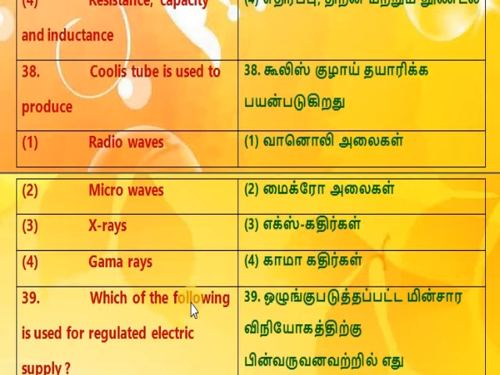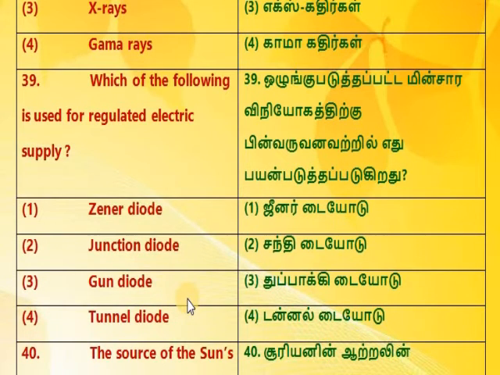38. Coolidge tube is used to produce: 1. Radio waves, 2. Microwaves, 3. X-rays, 4. Gamma rays. 39. Which of the following is used for regulated electric supply? 1. Zener diode, 2. Junction diode, 3. Gun diode, 4. Tunnel diode.